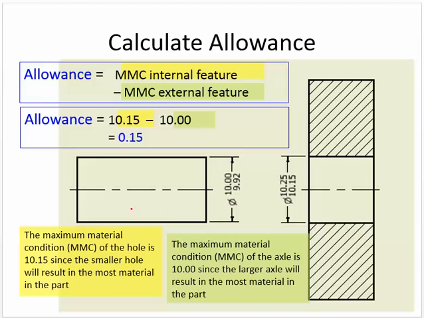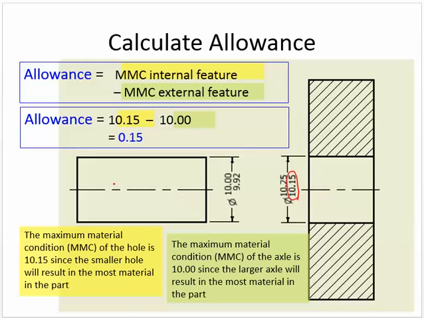Okay, so we have these two parts. All right, and this is a section view, so they've cut this in half. We know it's got this center line, so this is a circle and this is a circle here that's going to be fitting through. It's not a rectangle and a rectangular hole. If we want to calculate the allowance, we first have to take the MMC, the maximum material condition, of the internal feature. All right, well, when is this going to have the maximum material? When it's got the smallest hole. So that's why it's 10.15.